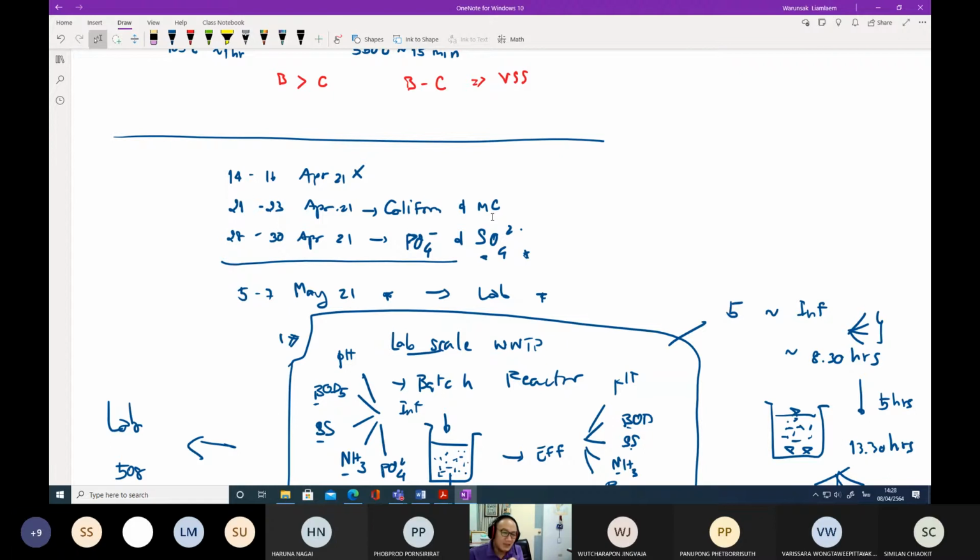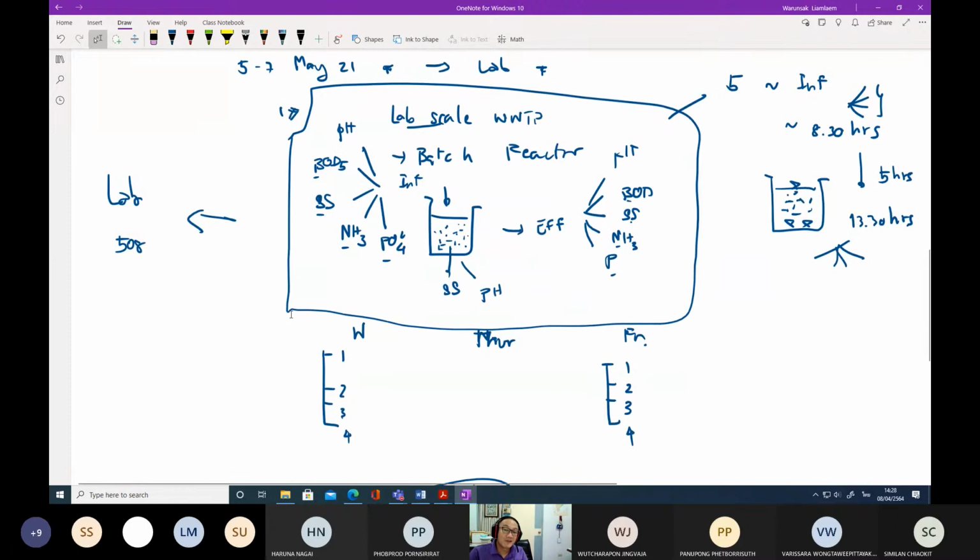And for the first week of May, I think I'll carry out the experiments. Basically, it is a batch experiment like this. It is the lab that will be conducted in our actual labs, okay, the real lab.